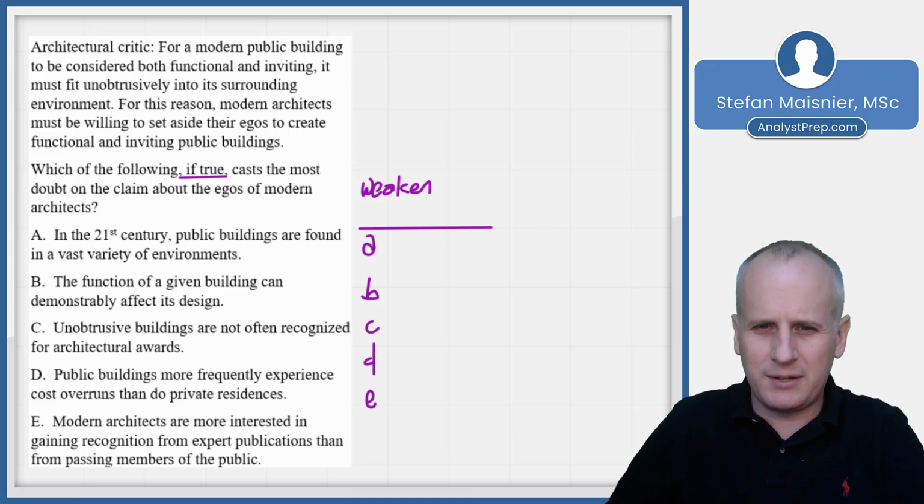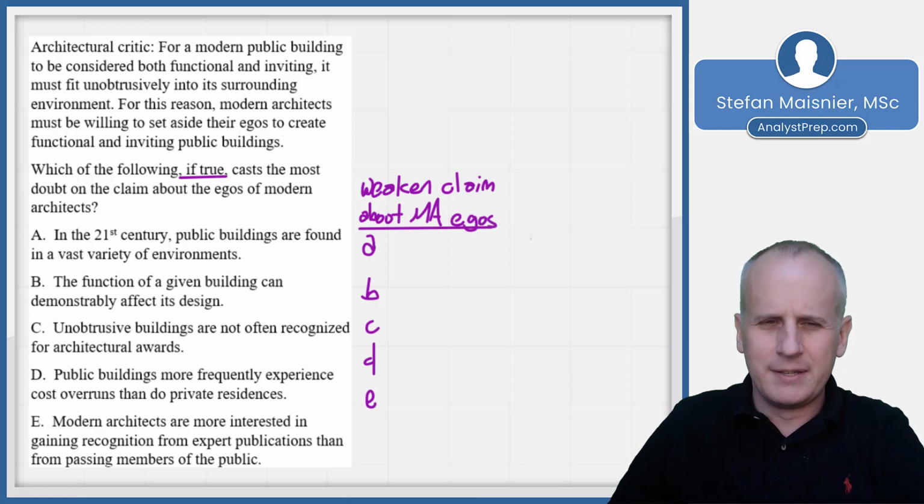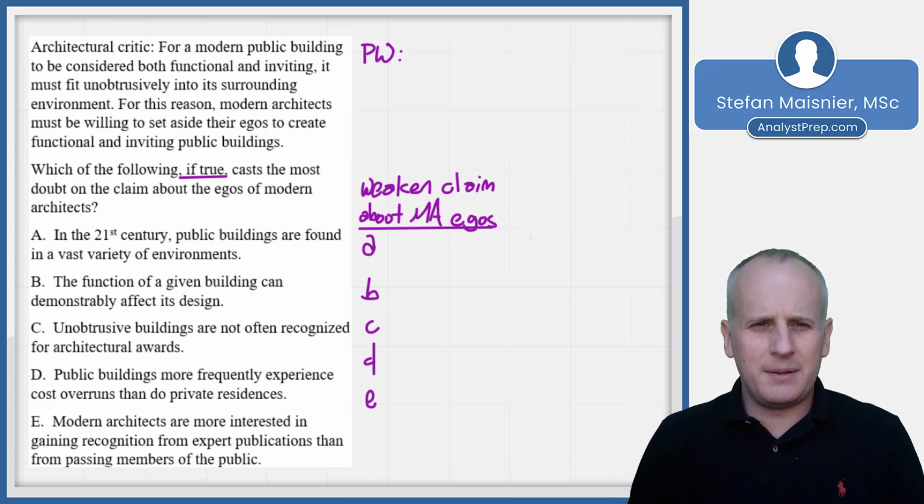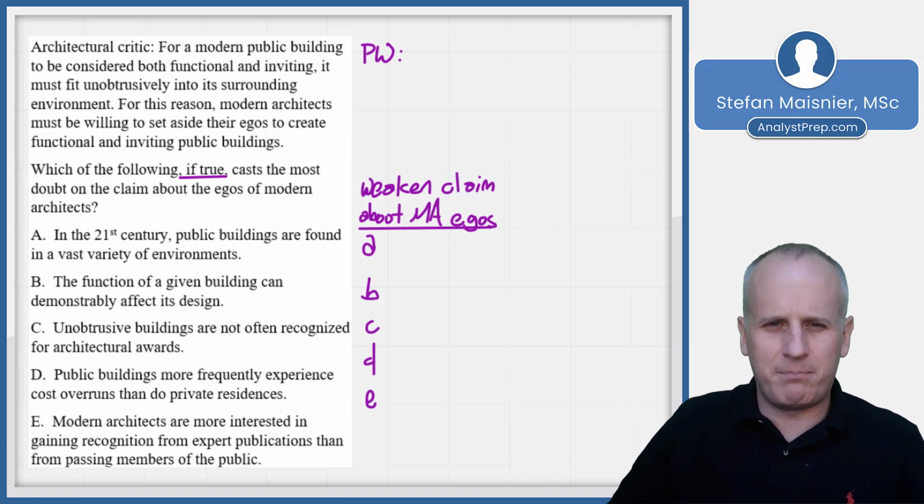We know we have to weaken the claim about the egos for modern architects. So I'm going to just put a little PW up here for predicted way to weaken. And we read from the beginning. So this comes from an architectural critic. For a modern public building to be considered both functional and inviting, it must fit unobtrusively into its surrounding environment. For this reason, modern architects must be willing to set aside their egos to create functional, inviting public buildings.